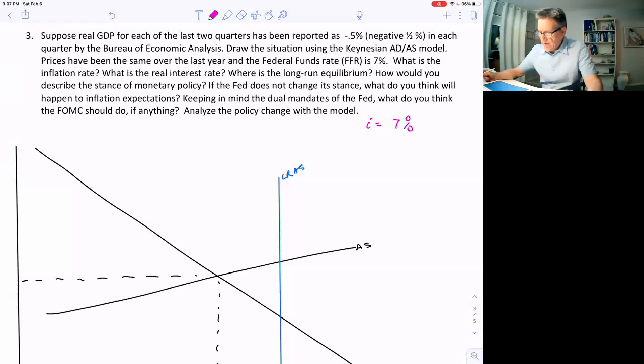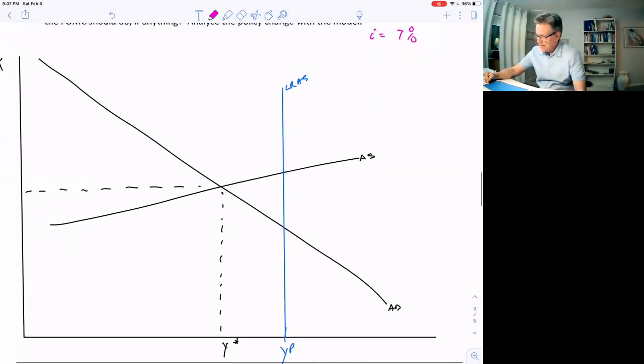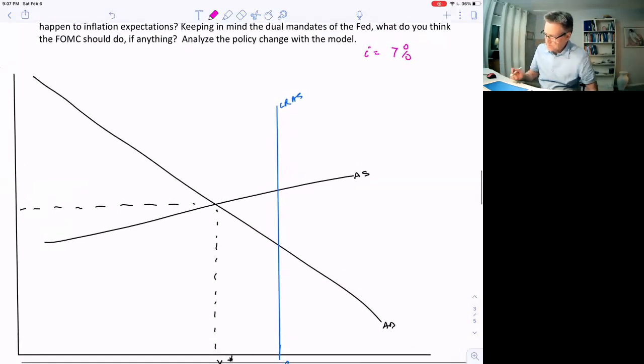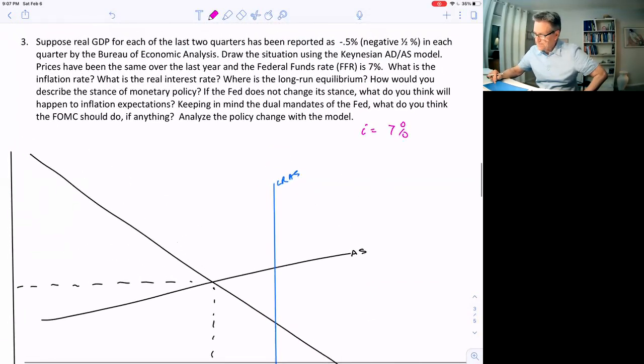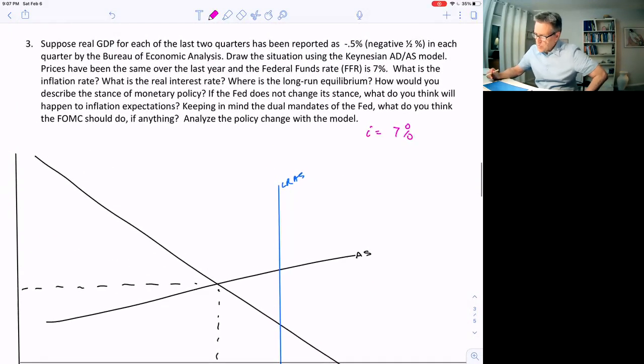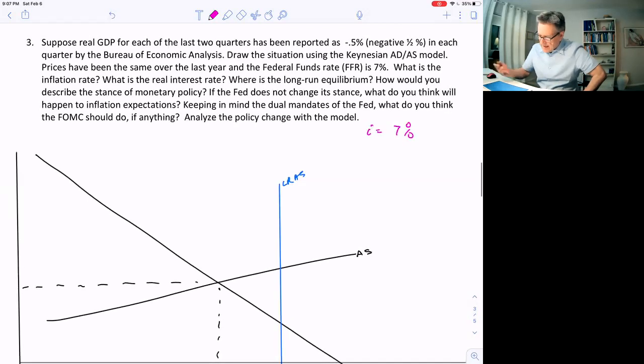Okay, question number 3. GDP for the last 2 quarters has been reported as negative 0.5%. 2 quarters in a row with negative GDP growth is a recession. Draw this situation, and I've done it below, where we've got an intersection between aggregate supply and aggregate demand that is below potential. Price has been the same over the last year. That means the inflation rate is 0.